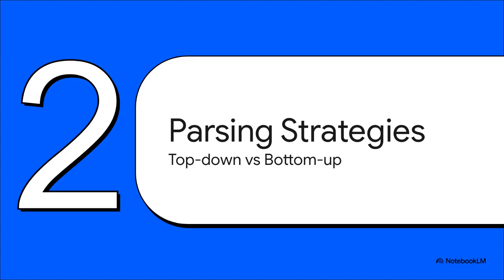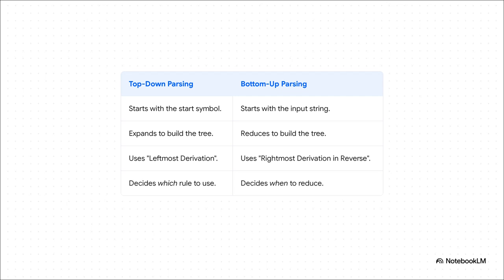Now, here's the thing. Not all parsers are created equal. They pretty much all fall into one of two main camps, two competing strategies for how to build that tree. And it really just comes down to where they decide to start. And this lays out the difference perfectly. A top-down parser is like a detective who has a theory, the main goal, and then looks for clues in your code to prove it.